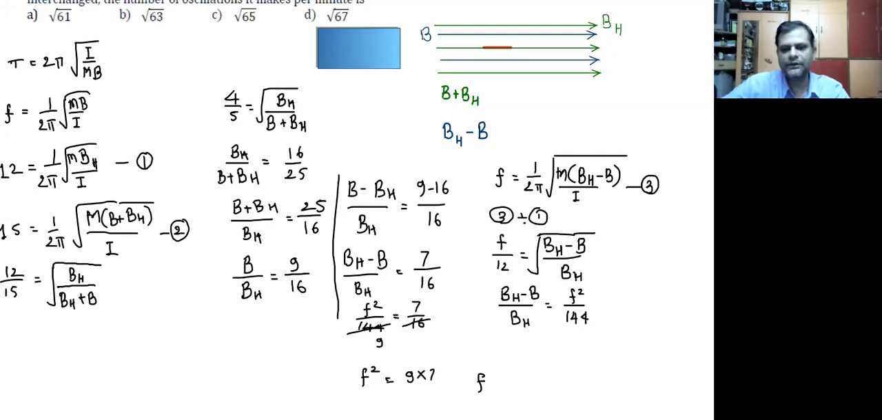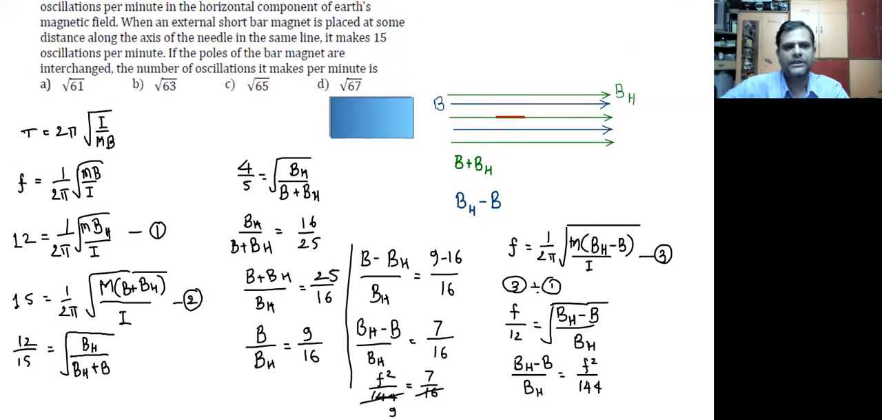So if we just try to find out f, then we can be able to get this root of this 9 into 7, which is actually root of 63, which has to be the correct option, which is there already in option B here. Okay, root of 63. This should be actually the correct option.